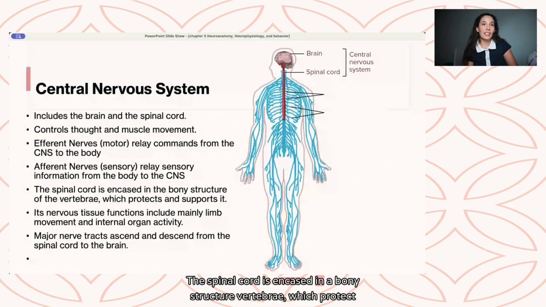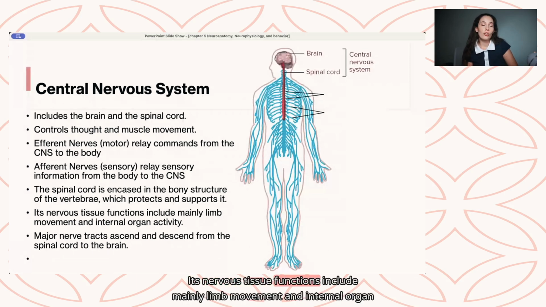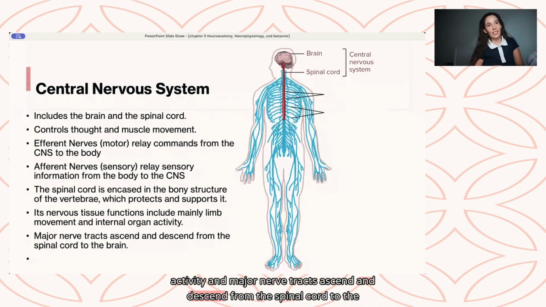The spinal cord is encased in a bony structure of vertebrae, which protect it. Its nervous tissue functions include mainly limb movement and internal organ activity, and major nerve tracts ascend and descend from the spinal cord to the brain.